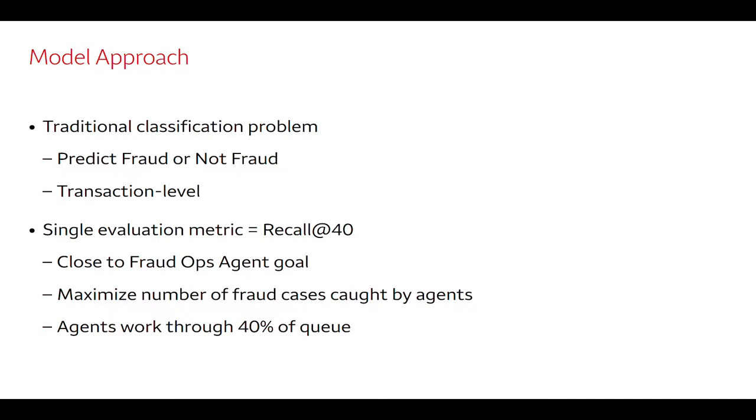So if you take all the transactions sorted by the fraud score, and you take the top 40%, how much of the total fraud did you catch? What percentage of the total fraud did you catch? If your data set was completely random, you would expect the top 40% would contain 40% of the fraud. And ideally, you want to do better than that. If you're doing worse than that, then you're doing something wrong. But that's the metric we used, and it was tied to how it happens in the real world. So our agents are able to work through around 40% of their queue. So we want those transactions with the highest amount of fraud to bubble up to the top of their queue, so that they're able to manually review as many of those as possible.